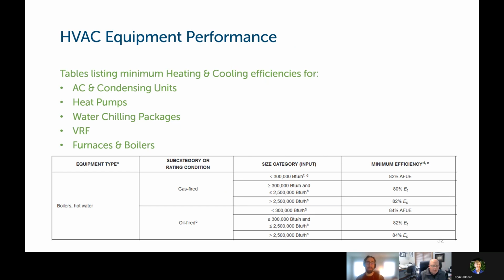HVAC equipment performance. There are, I think, 12 different tables in the code book where you've got efficiencies for air conditioning, condensing units, heat pumps, water chilling packages, VRFs, and boilers and furnaces. This is just a quick snapshot of the boiler section. Overall, the numbers are pretty close to the previous version of the code, so I didn't go through and break that all down, but those tables are in the new code.